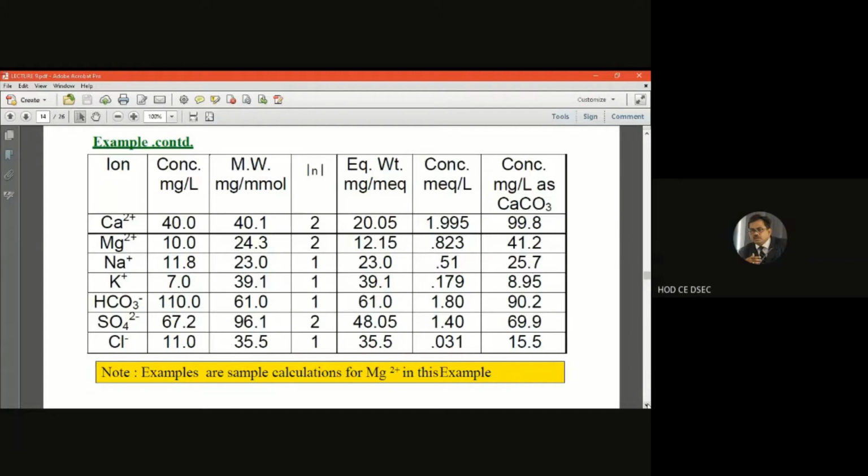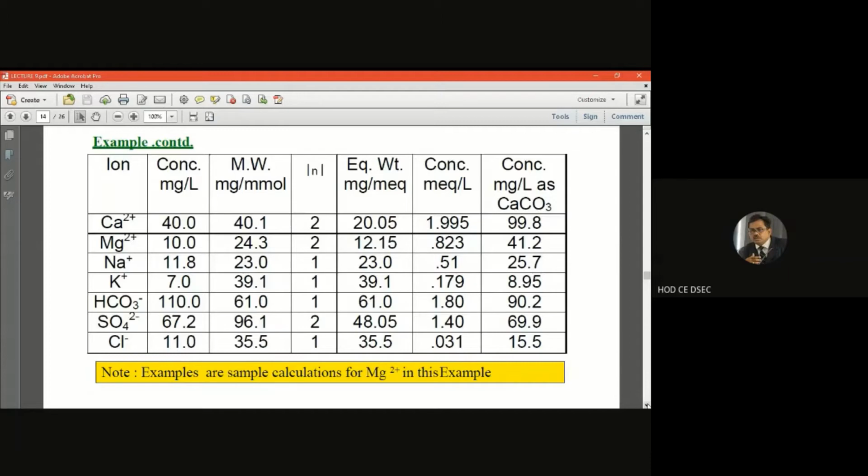Then what will be the equivalent weight of the calcium? The equivalent weight of calcium is 40.1 divided by 2, that is 20.05. Similarly, magnesium, 24.3 divided by 2 gives 12.15, and so on. Like the last one, I am just highlighting, 35.5 divided by 1, that is 35.5. So the equivalent weight which you are getting is in milligram per milliequivalent.